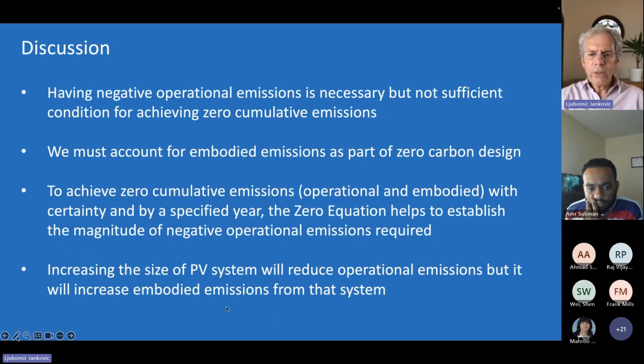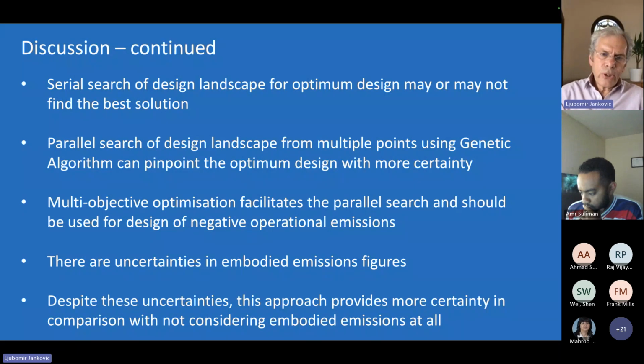Increasing the size of the PV system will reduce operational emissions, but it will increase embodied emissions from that system. A serial search of the design landscape for optimum design may or may not find the best solution, and in fact it is very unlikely to find the optimum solution. We are likely to lock into a local optimum.